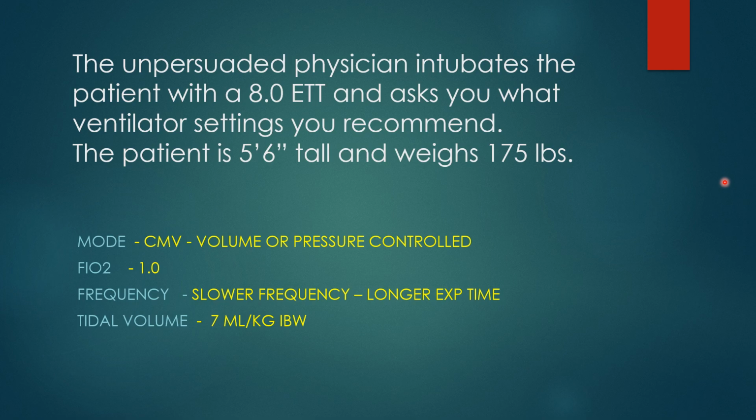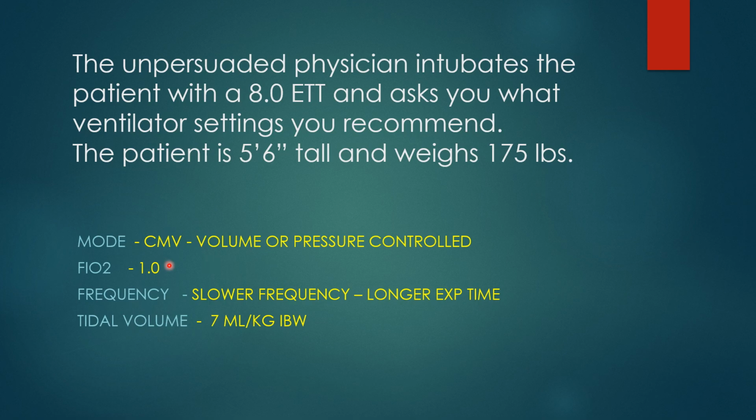So anyway, the doctor intubates the patient, and he puts in a size 8.0 ET tube and asks you what ventilator settings you recommend. Okay, the patient is 5'6", and he weighs 175 pounds. The patient was paralyzed for intubation, so it would be appropriate to set him in SIMV, assist control, whatever you want to call it, and we could use volume control or pressure control, either one.